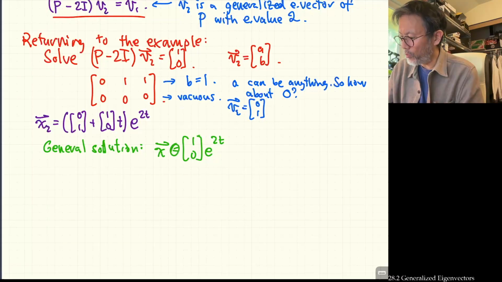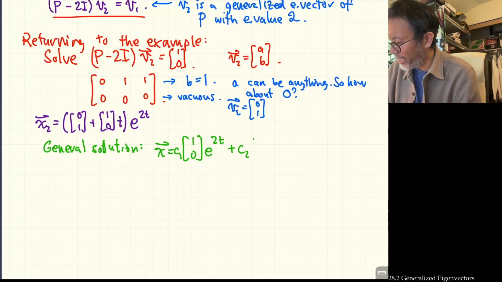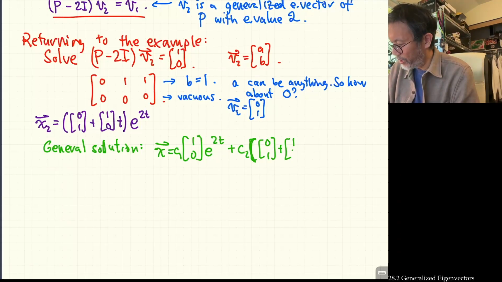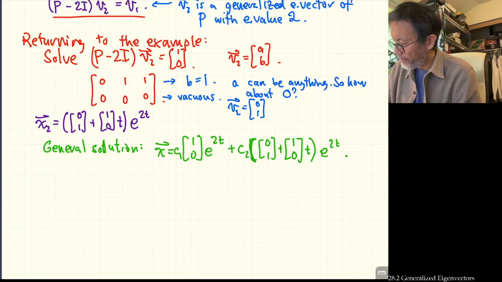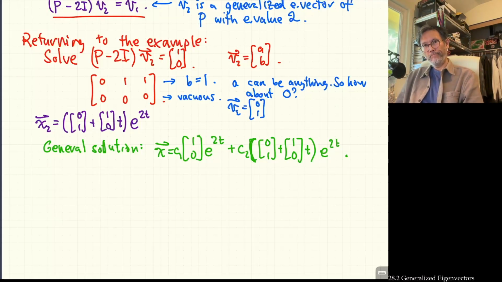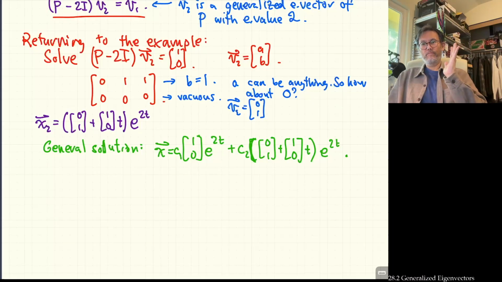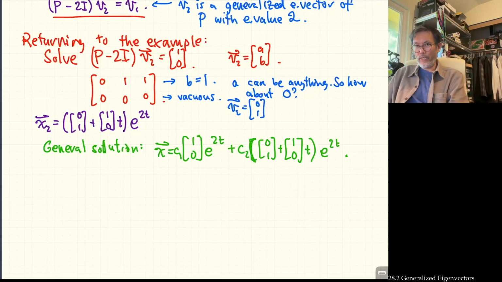Oh, and I need a c1, right? I need an arbitrary superposition of these two solutions. So c1 times this, plus c2 times, now in parentheses, 0, 1 plus 1, 0 times t times e to the 2t. Okay, that's my general solution. Okay, we should do another example, and we'll do that in the next one.